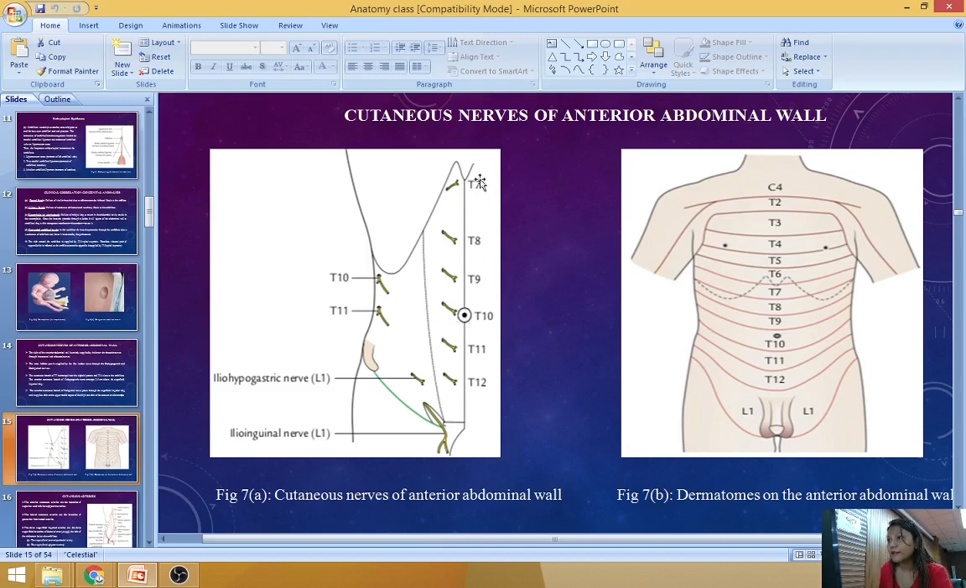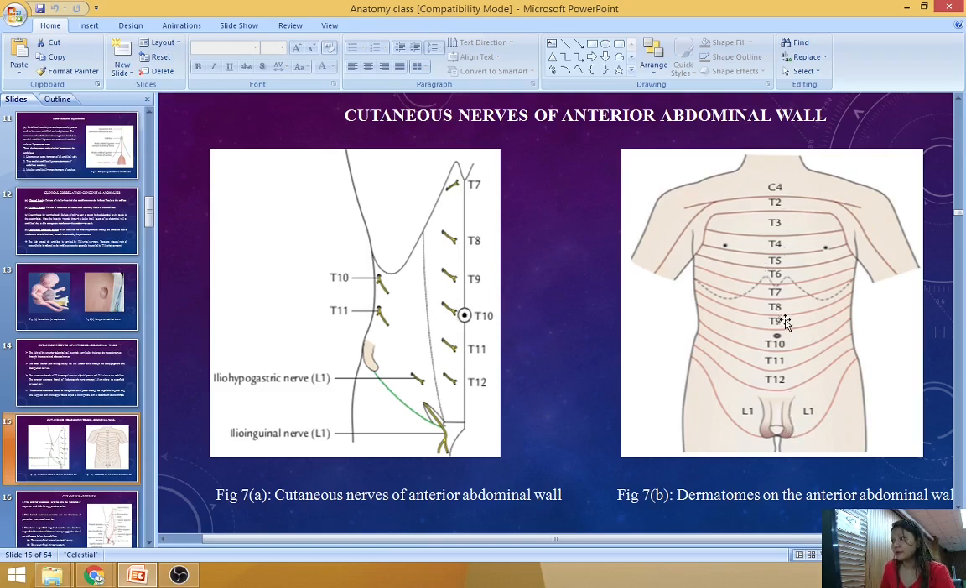So T10, above it you will have T9, T8, T7, and below the umbilicus till pubic symphysis you have T11, T12, and also L1, iliohypogastric and ilioinguinal. At the periphery also you have T10, T11. But most important is T10, because of the visceral pain. We will study later. Because of the visceral pain, this is important.